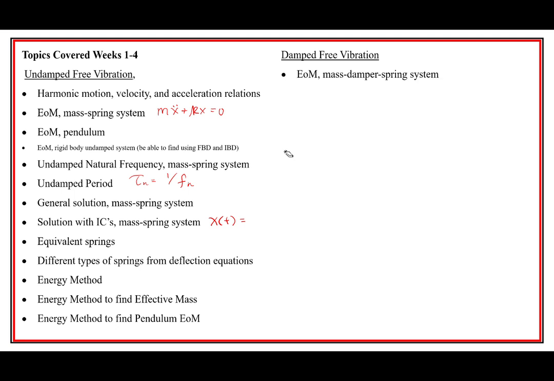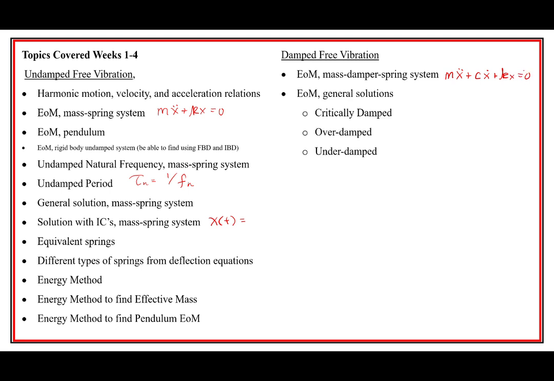So we have the equation of motion for a mass damper spring system when we have damped free vibrations, very similar to the other one, but now we're going to have mx double dot plus cx dot plus kx equals 0, right? And note that the general solution for this is going to be equal to some constant times e to the lambda 1t plus some constant times e to the lambda 2t.